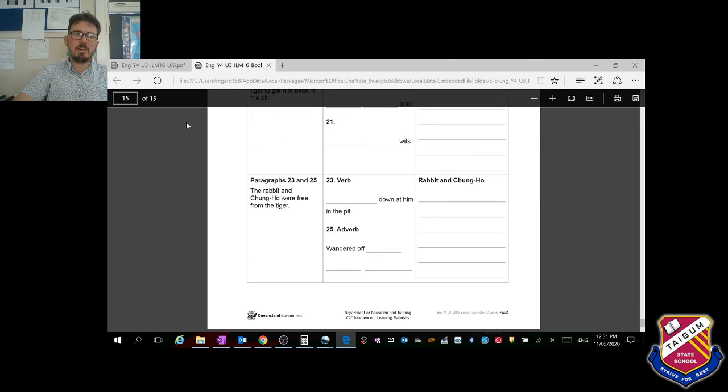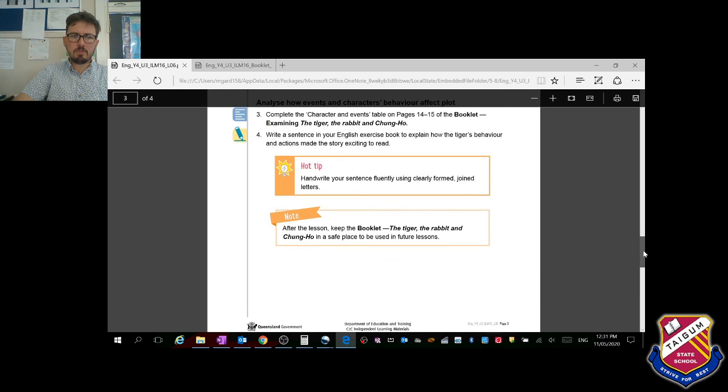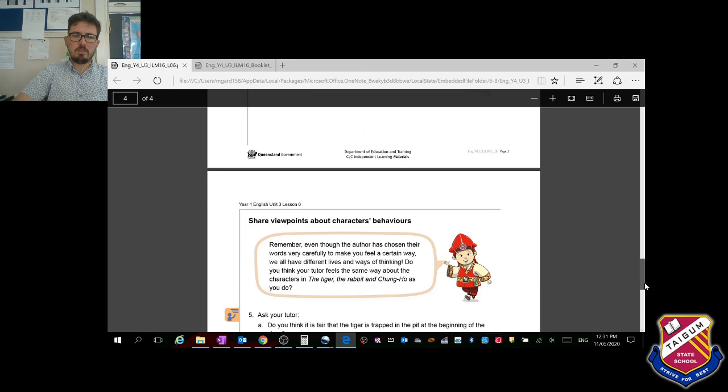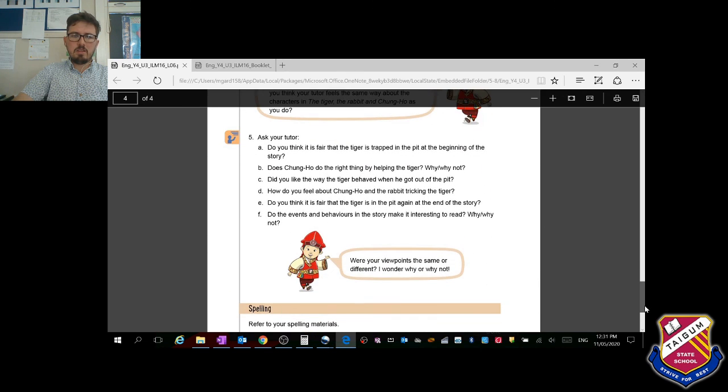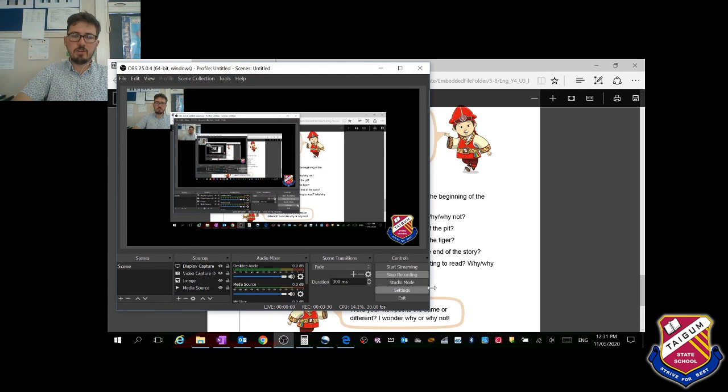So you're basically going to be completing your booklet today. Once you've done that, you can write a sentence in your English book explaining how the tiger's behaviour and actions made the story exciting to read. And then, down here, you can ask yourself or your mum or dad, if they're not busy, some of these questions. And that's your English lesson for today. I hope you enjoyed. See ya.